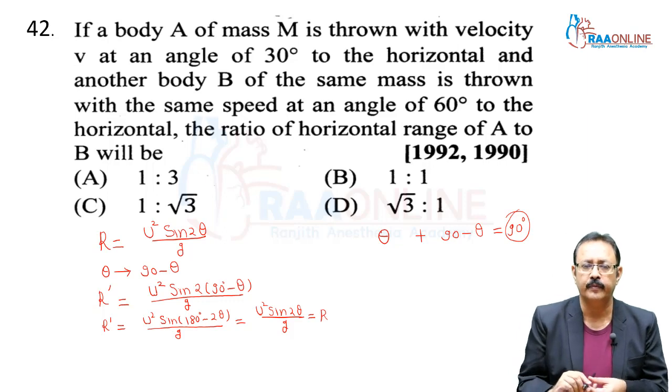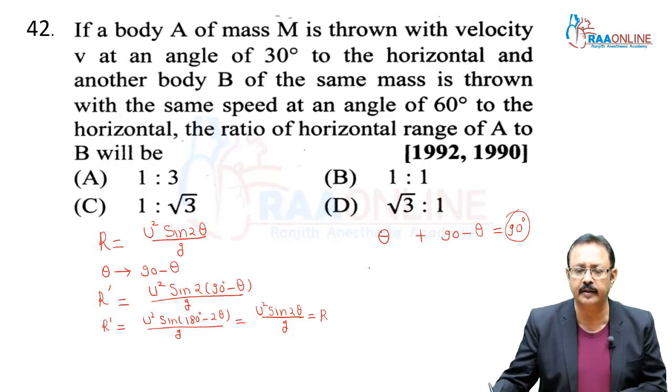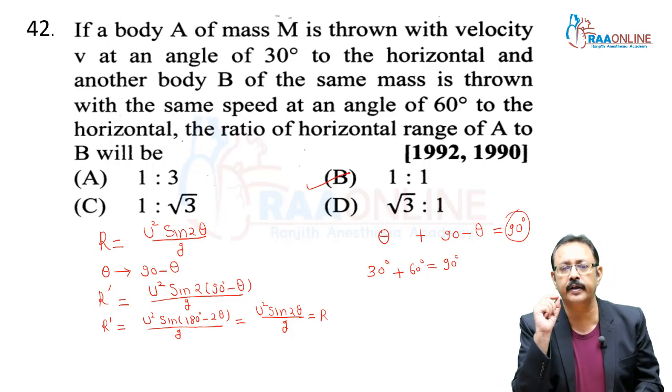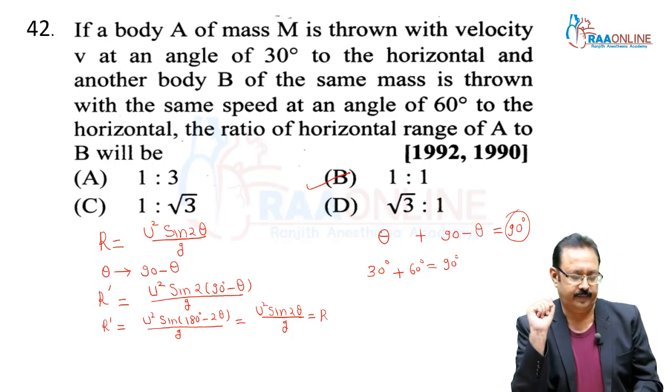In this problem, first you throw at an angle 30 degree, then at an angle 60 degree. Since sum of both angles is 90 degree, range should be same. So ratio will be 1:1. So we are going with 1:1.